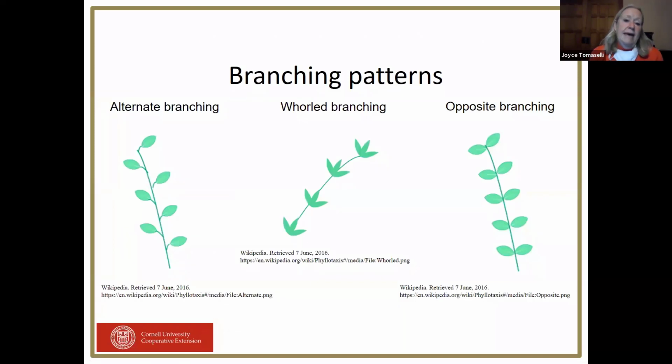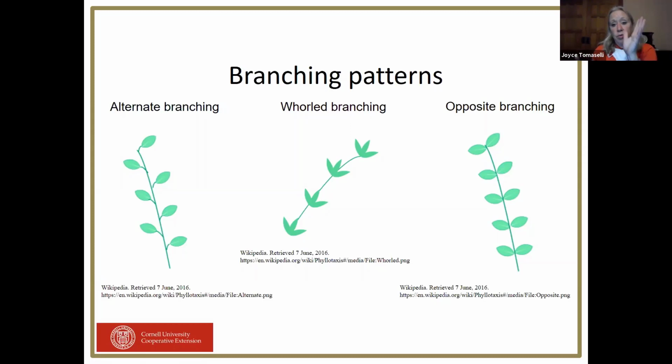So branching patterns are really important. And this is important especially with, well, it's trees, shrubs, and perennials. Alternate branching means that they sort of zigzag along a stem. This would be where the bud is and you would have a leaf. This would be where the bud is, and you would have a leaf. Opposite branching is opposite, they're parallel. This would be the pattern for both the leaves, for the twigs, for the branches.